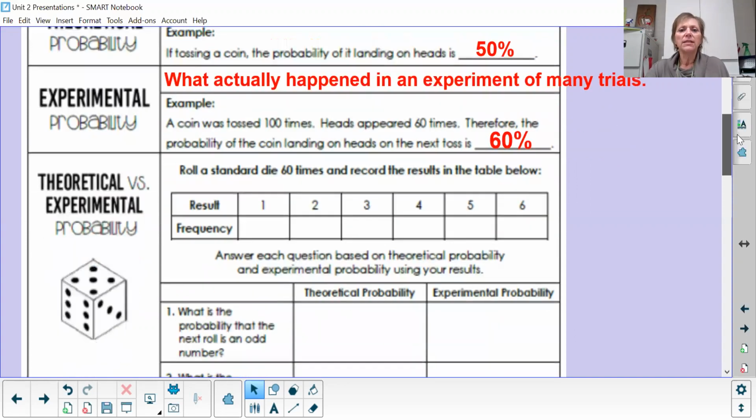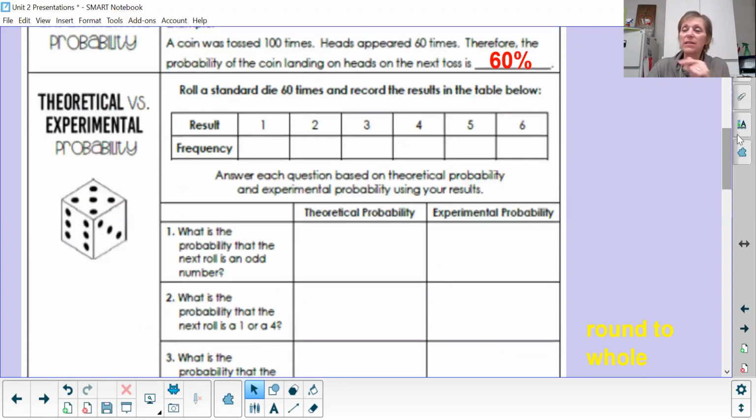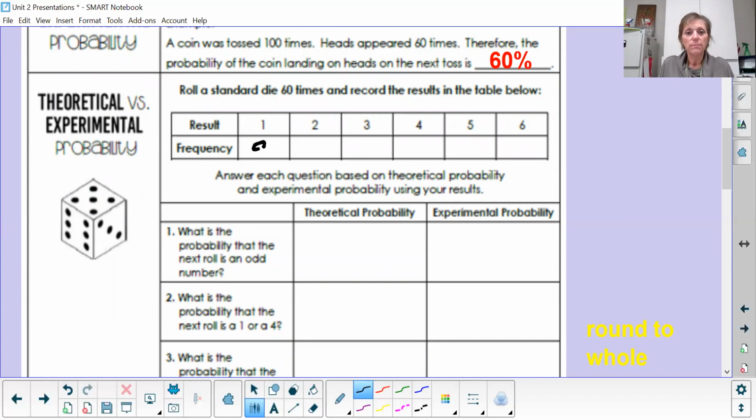Okay. So let's do one. Now, I'm in the classroom. I'm looking over there on the board. We had some students who did this. So what I'm going to do is record what they did. So again, I'm looking away on the board. Someone did this, and they rolled a 1 on the die 9 times. They rolled a 2 12 times. They rolled a 3 4 times, and then 7, 15, and 13.